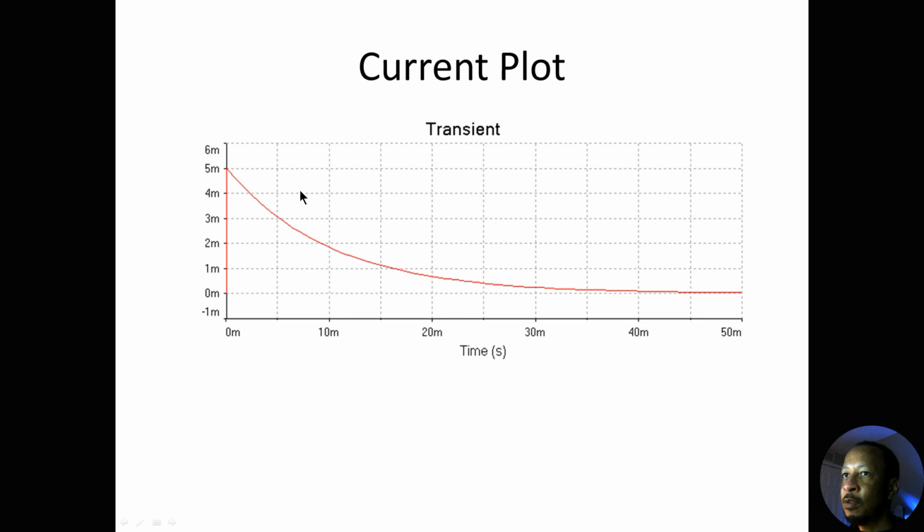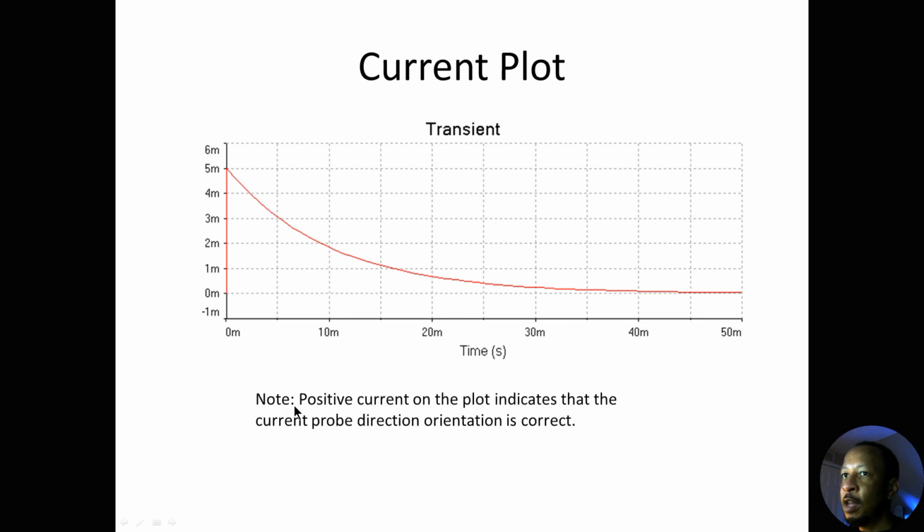The current plot. So the current plot is going to look like this. And just to note that the positive current on the plot indicates that the current probe direction orientation is correct. That's when you do this current plot in a simulator.